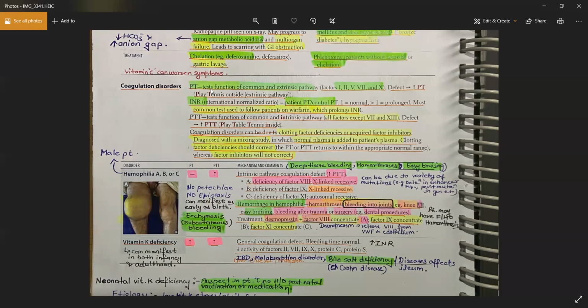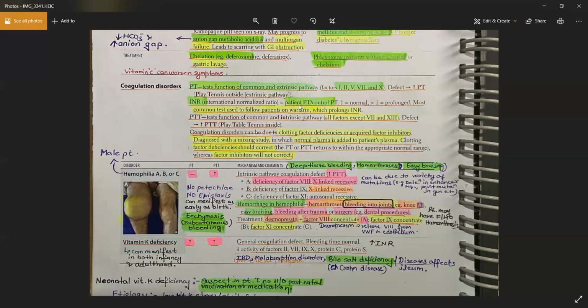So PT basically tests the functions of the common pathway and the extrinsic pathway, which means factors 1, 2, 5, 7, and 10. Any defect will cause a rise in the PT. You have the INR, which is the international normalized ratio, in which you compare the patient's PT with the control PT. This is the normal PT level, and this is the PT ratio of the patient. A ratio of 1 is absolutely normal. Greater than 1 means the patient's PT is increased or prolonged. So more than 1 signifies a prolonged PT.